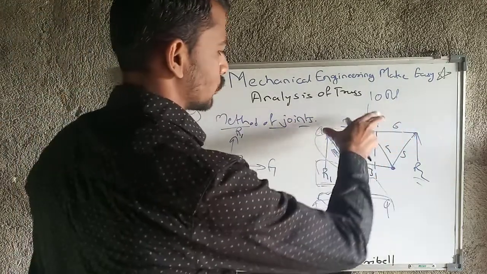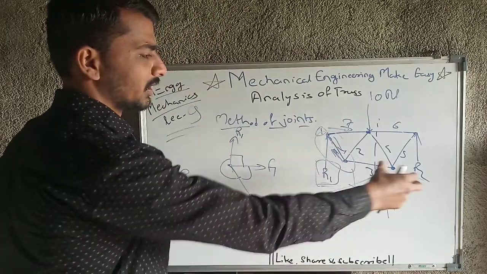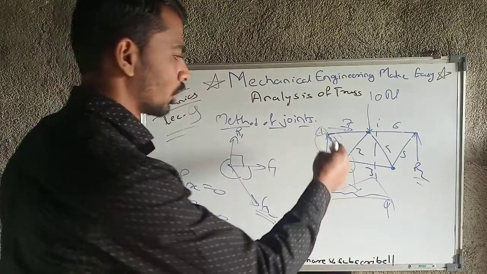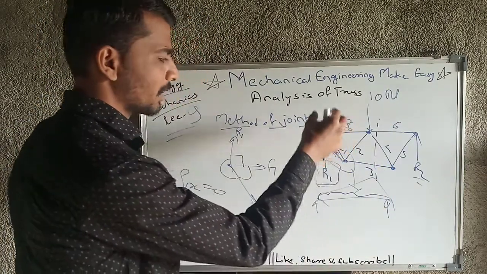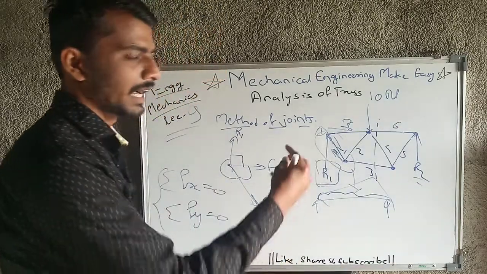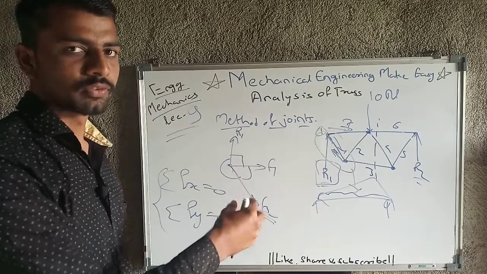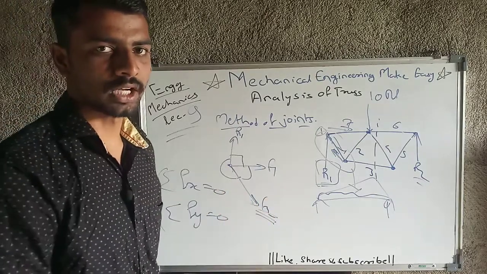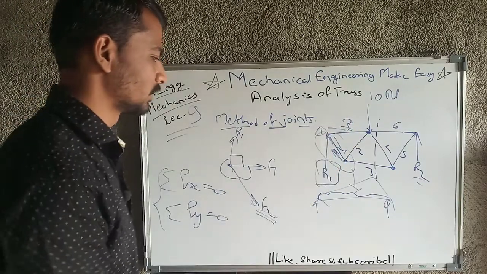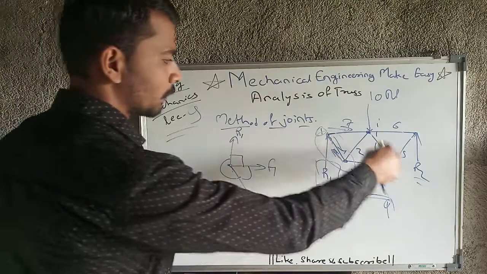After that, assume the FBD of the whole truss, then calculate the reaction components. Then we will draw the FBD of all the joints, and according to the FBD of all the joints, we will first consider the joint which has a maximum of 2 unknown forces, then we will calculate those forces, and accordingly we will move further to all the joints.